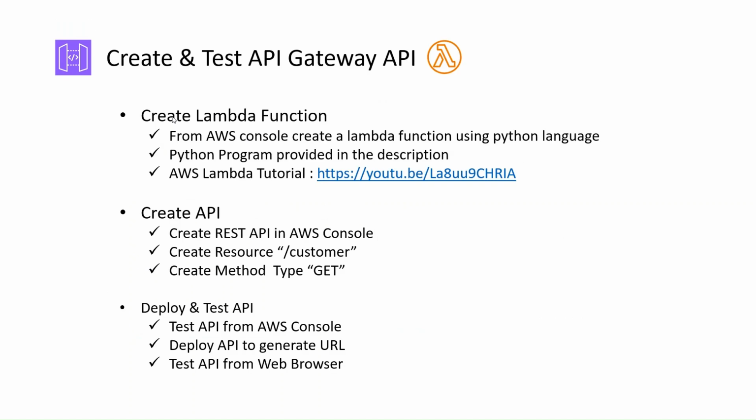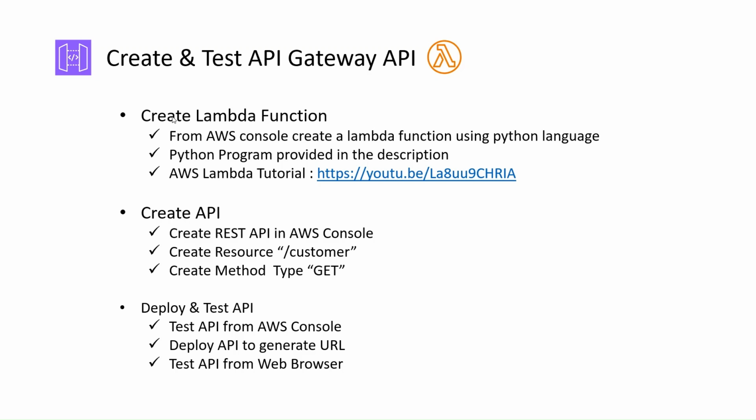Next, create and test API gateway API. So for this, first we need to have a Lambda function. So from AWS console, we will create a Lambda function using Python language, which will act as the backend service for the API. The Python program is provided in the description and you can use it for this tutorial. Also, I have created a detailed tutorial on AWS Lambda, and if you are interested, please watch it and learn. I have given the link in the description.